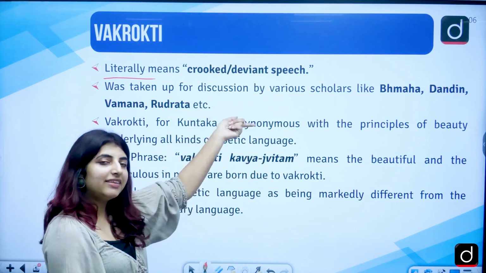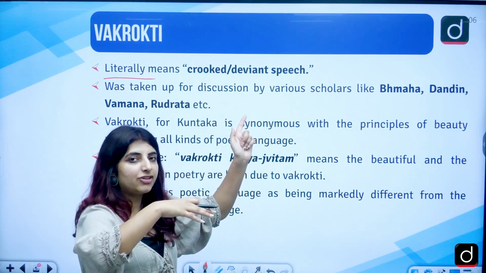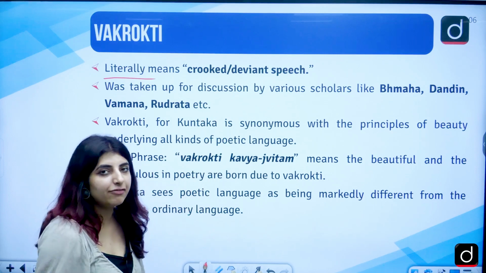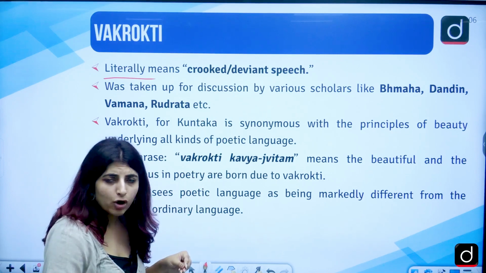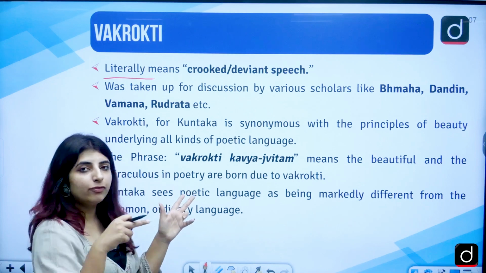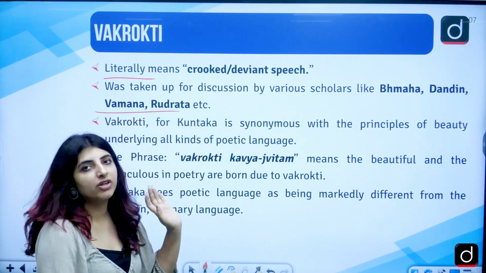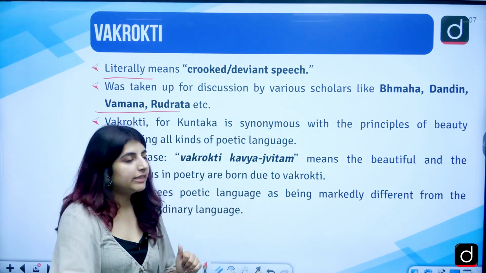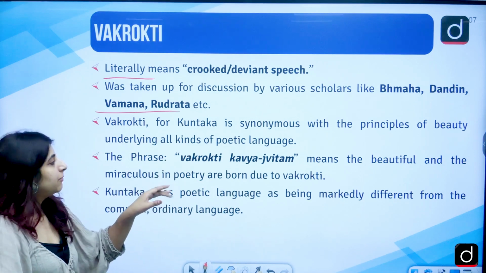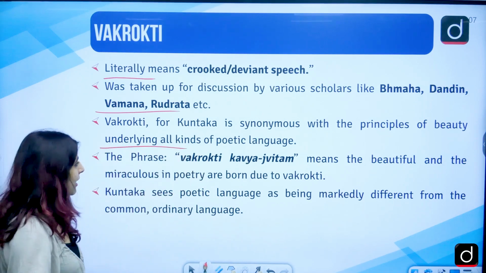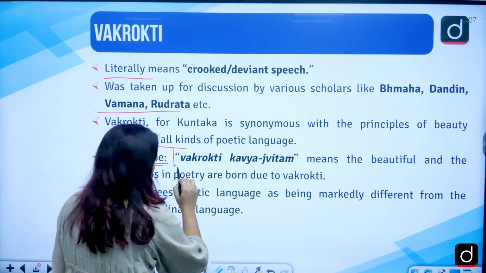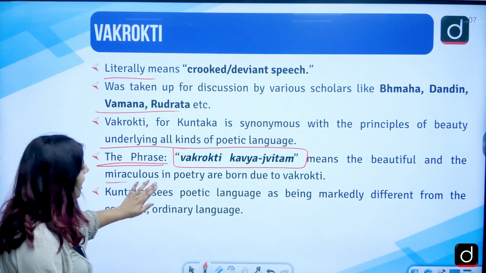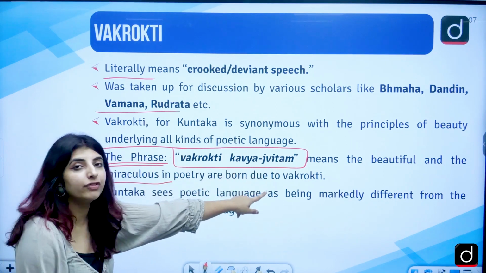This theory had already been taken up for discussion before Kuntak, but he wrote a detailed, comprehensive document on this particular theory of Vakrokti. Before that, Bhamaha, Dandin, Vamana, Rudrata and others also talked about Vakrokti, but not in as much detail as Kuntak did. It is synonymous with the principles of beauty underlying all kinds of poetic language. He uses the phrase Vakrokti Kavya Jivitam because it means that the beautiful and the miraculous in poetry are born due to Vakrokti.